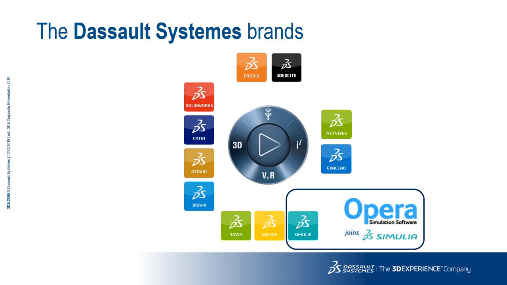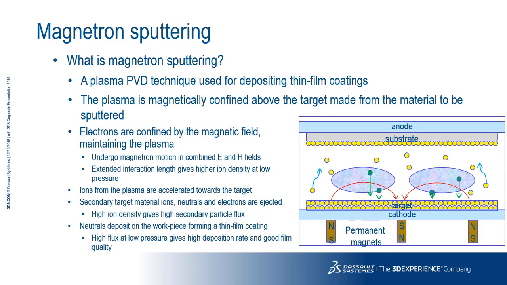Opera has been in commercial development since 1984. In 2018, Opera joined Dassault Systèmes as part of the Simulia brand. Simulia comprises simulation software for different physics at different scales. Opera is part of the electromagnetics portfolio, and in this presentation we'll look at its application to magnetron sputtering simulation.